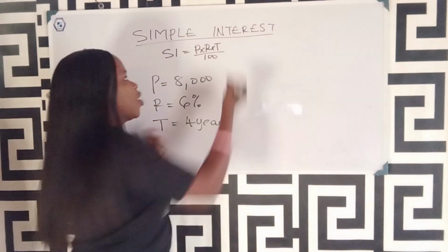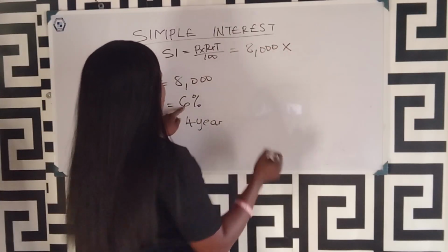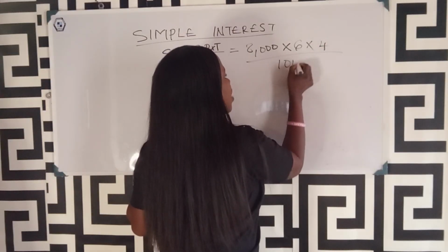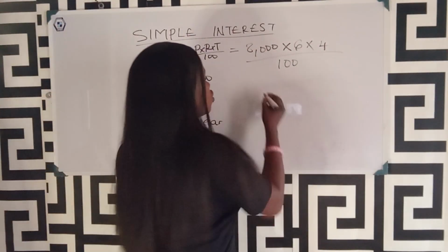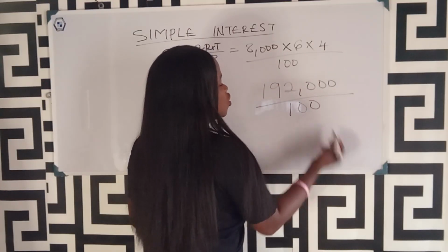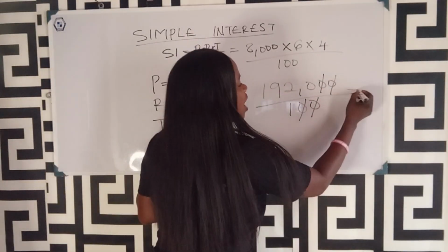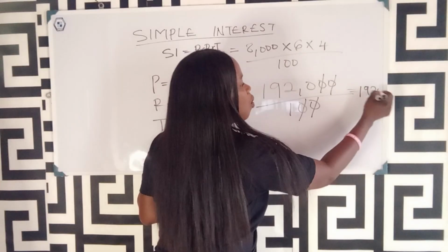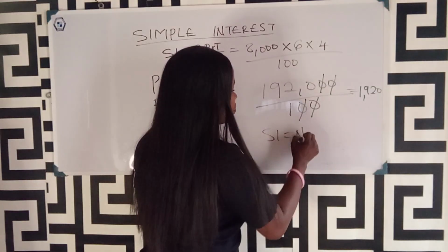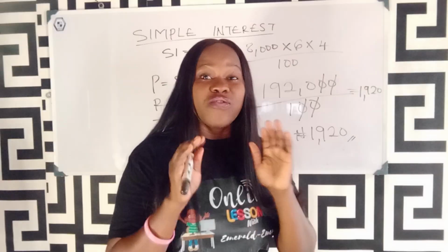So what do we do? We plug it in here. We just substitute. Principal is 8,000 times rate 6 times time is 4 years, all over 100. So all of this equals 192,000 divided by 100. So in your calculation, cancel this, cancel this, cancel this, cancel this. Okay? So we are having our simple interest at 1,920 naira. So our final answer, simple interest, equals 1,920 naira.